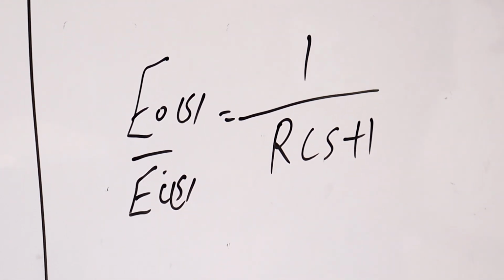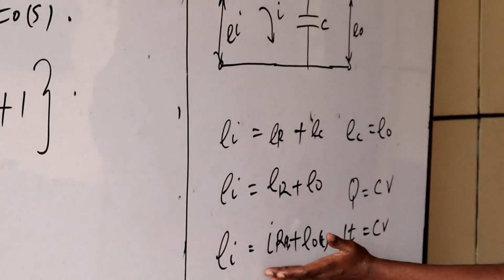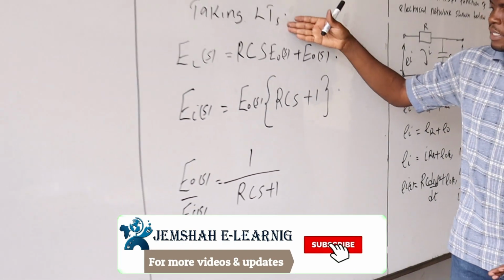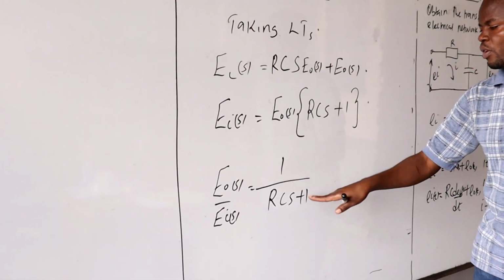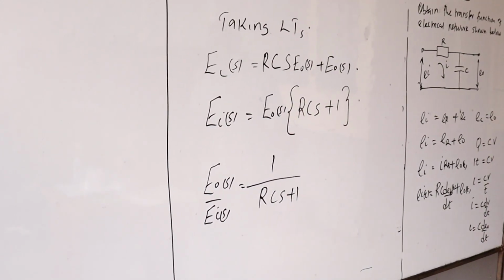So you can see where we started from, defining all the voltages, then we obtained the integral differential equation, then taking the Laplace transforms, then by transposition and rearrangement, we came up with that. We can look at another example.